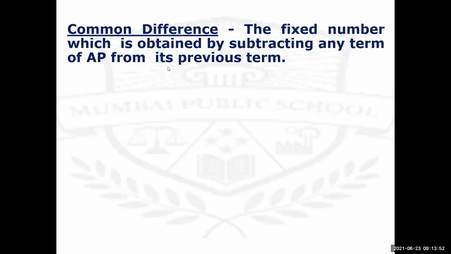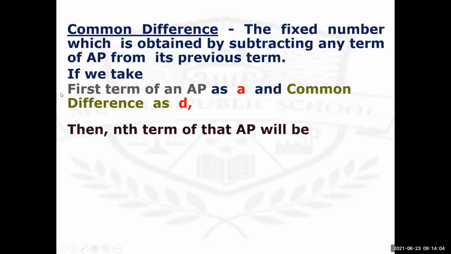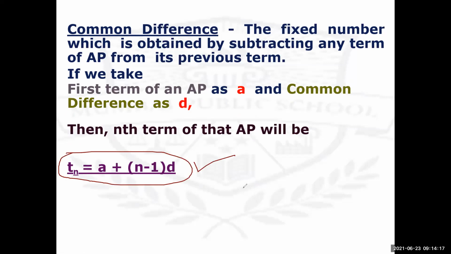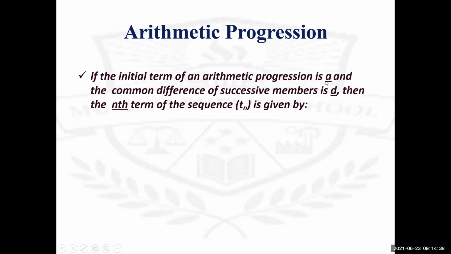Common difference is the fixed number which is obtained by subtracting any term of the AP from its next term. If we take the first term of the AP as A and common difference as D, then the nth term of that AP will be Tn equals A plus N minus 1 into D. This formula you have to remember, because this would be used to solve the questions. So Tn equals A plus N minus 1 into D.